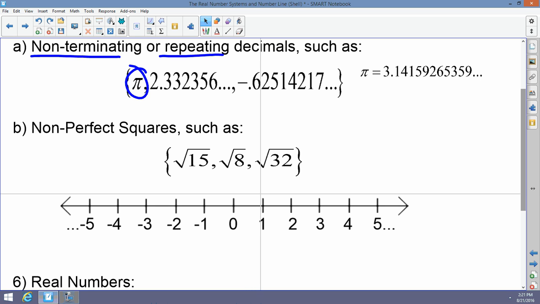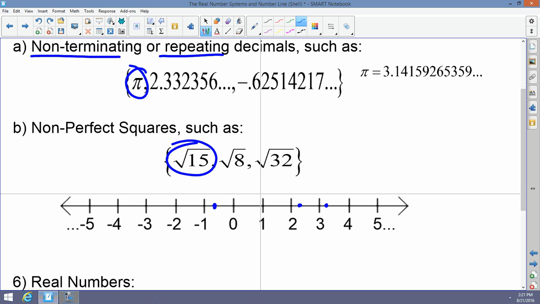And again, if we wanted to plot these numbers on a number line, we're going to have to use some estimation. Pi is 3.14, so pi would roughly be placed between 3 and 4, somewhere about here, closer to the 3 than the 4. 2.332356 would be between 2 and 3, about right here, not too much further because we're getting close to the half mark there. Negative 0.62514217 is between 0 and negative 1, closer to negative 1, a little bit beyond the halfway mark, so it's about right here.